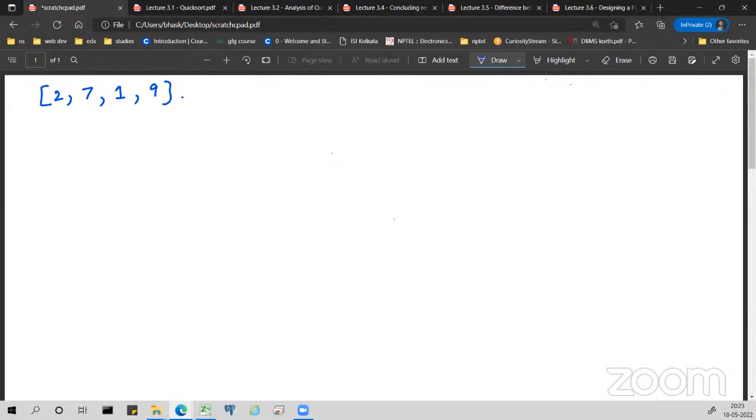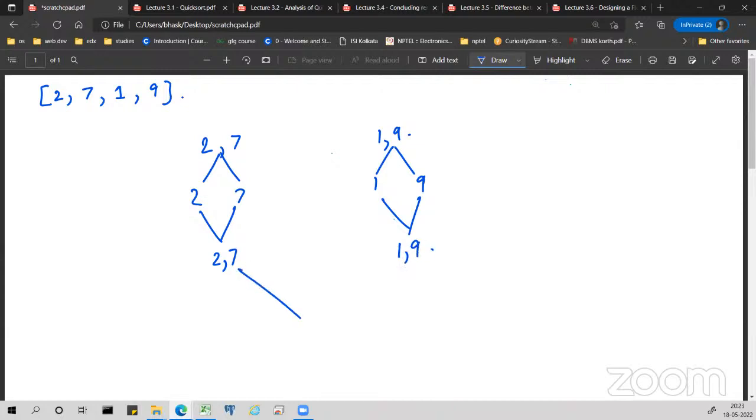Sir, it will break it into groups and compare and then remerge them back. So it would break it like this, then it would break it like this, then it would break it like this, right? And then it would again do the remerging, correct? So it remerges and it's again 2, 7 only. It remerges again, it's 1, 9 only. And then it finally again does a remerge. And then it would be 1, 2, 7, 9.